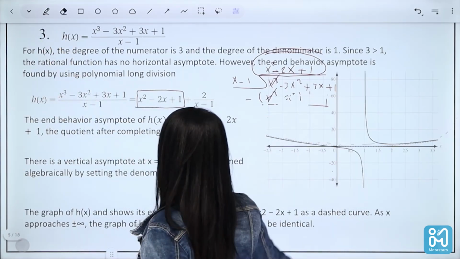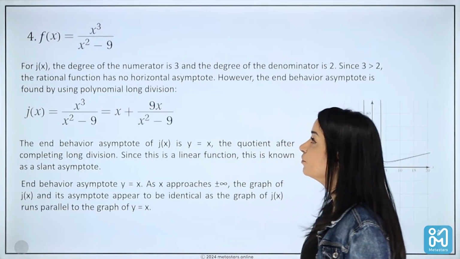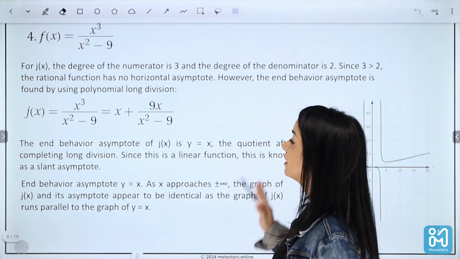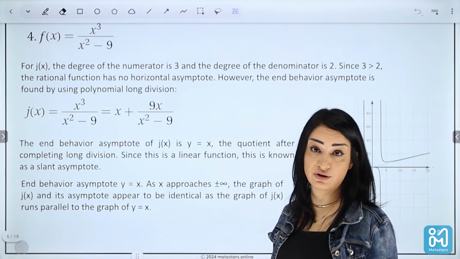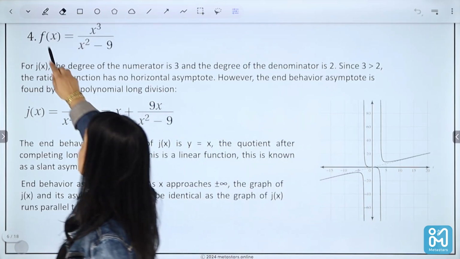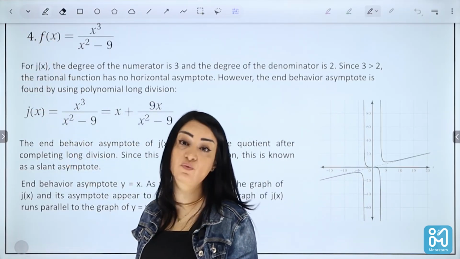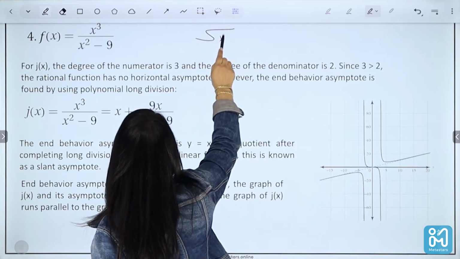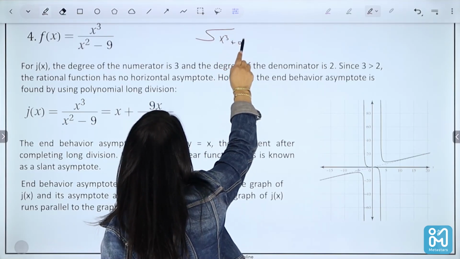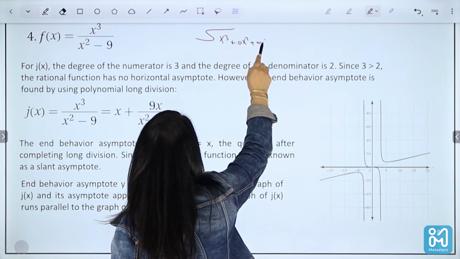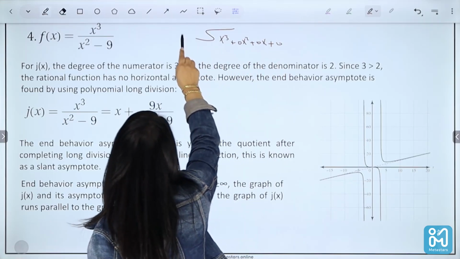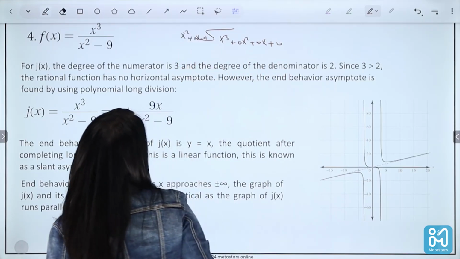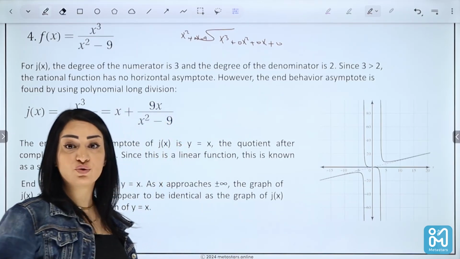Okay, now let's do this example, x cubed over x squared minus 9. In this example, we can realize that the degree of the numerator is more than the degree of the denominator, so we don't have any horizontal asymptote. So to get the end behavior, we must do what? The long division. So let's divide now x cubed plus 0x squared plus 0x plus 0 divided by x squared plus 0x minus 9.